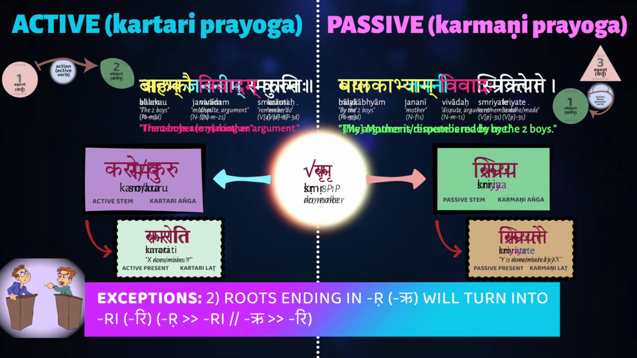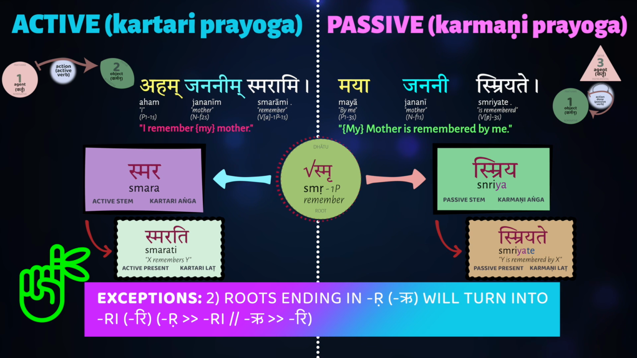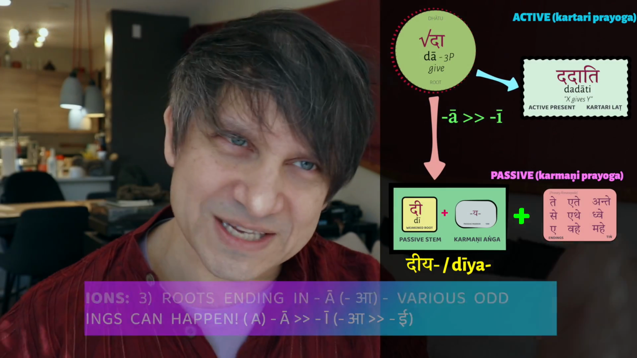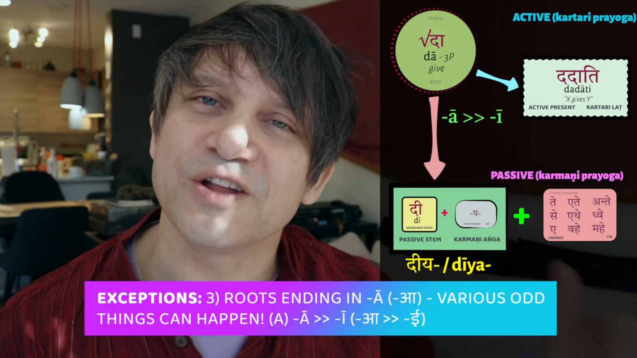The verb smr, to remember, is similar. The passive stem would be formed first by converting it to smri, adding the passive marker ya, and then your atmanepada endings. Aham jananim smarami. I remember my mother. Right, this would become janani maya smriyate. Mother is being remembered by me. Another exceptional case is when roots end in a long a.